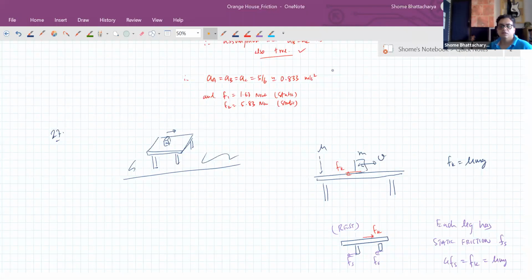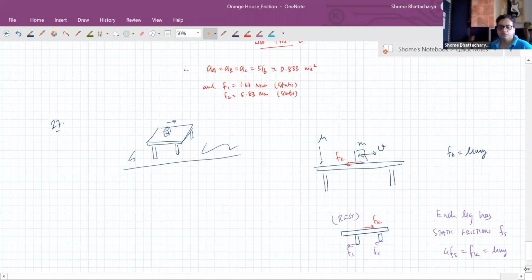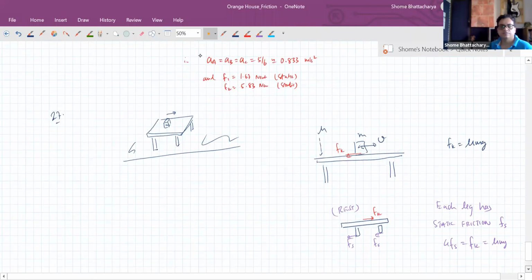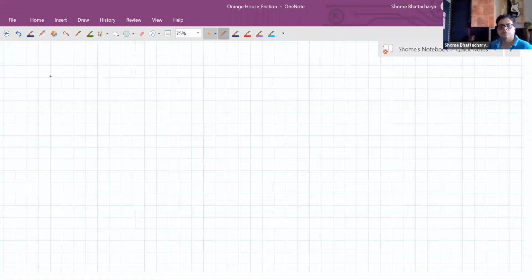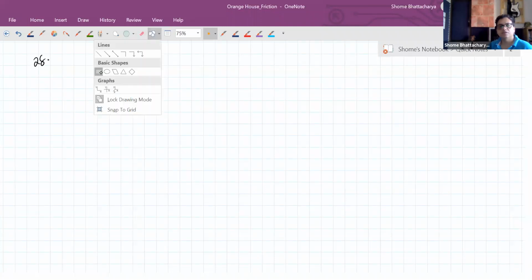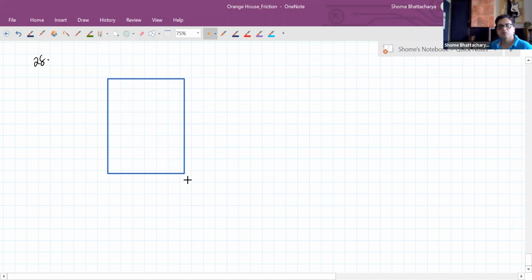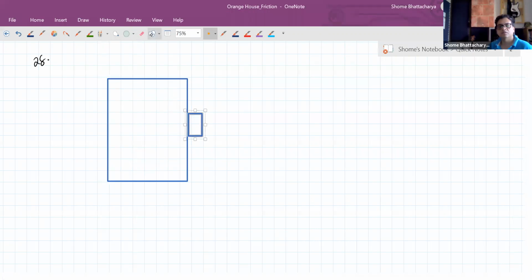It's a simple question. 28 is little complicated. So I will explain the free body diagram. So in question 28, what is happening is we have one block like this, another block against it like this.